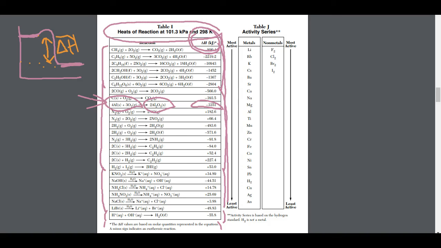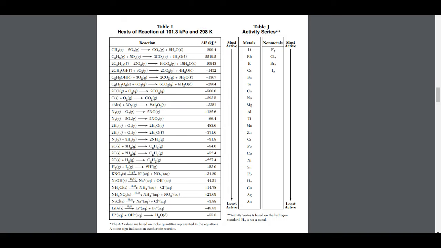Let's switch over to reference table J. For reference table J, we are dealing with what's known as the activity series that is related to the redox unit. So we have a table for metals and a table for nonmetals. Of my metals, lithium is the most active, meaning lithium wants to lose electrons the most. So lithium atoms will become lithium ions and an electron, right?